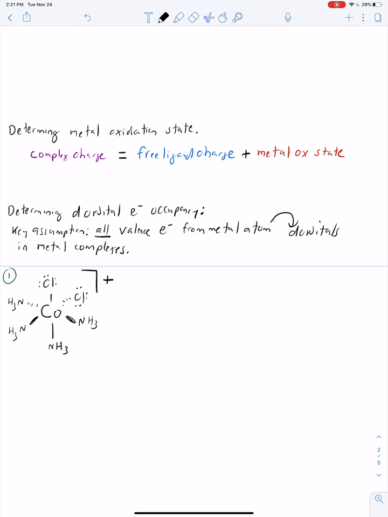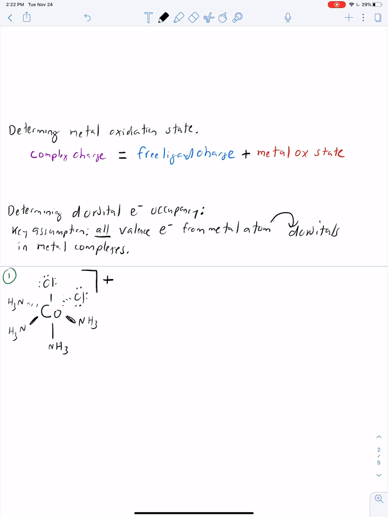Hello and welcome to video 2 on transition metal complexes. In the first video, I walked through how we get from a molecular formula to a three-dimensional structure of a transition metal complex. And today, I will use our three-dimensional structures to get to metal oxidation state.